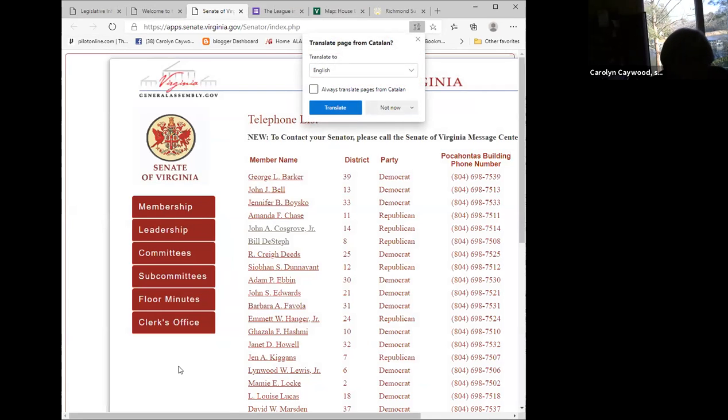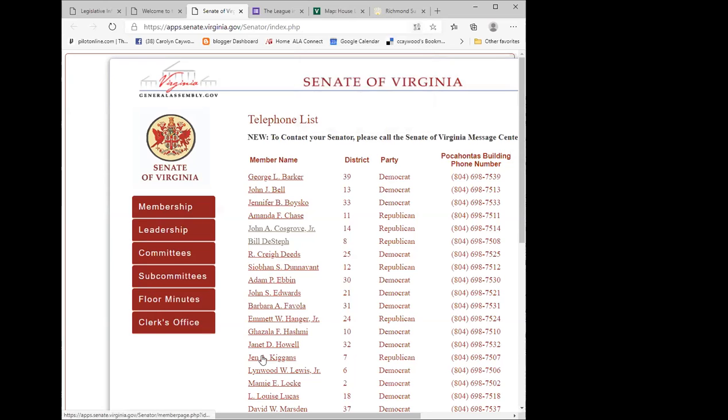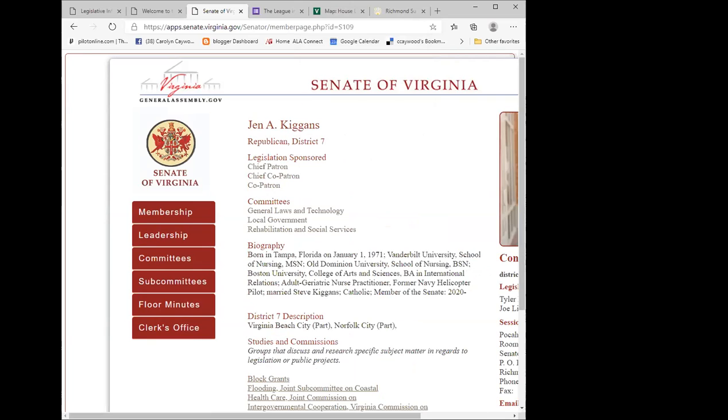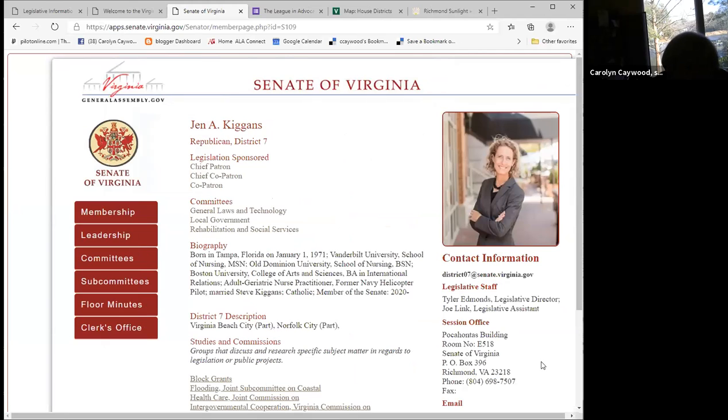The Senate listing doesn't look the same. Any preferences to who we look up? Jen Kiggins. We have a picture. And you may have known that Tyler Edmonds is her legislative director. Personal information.